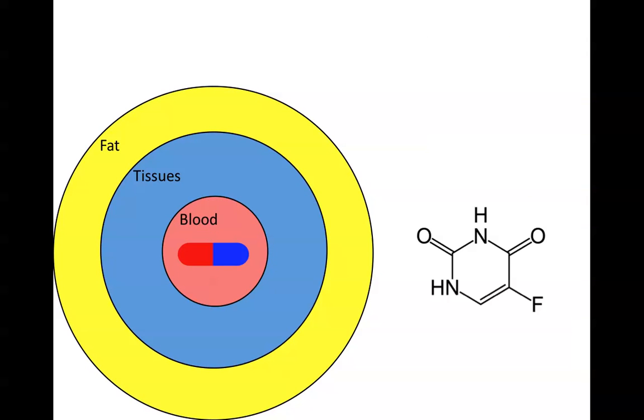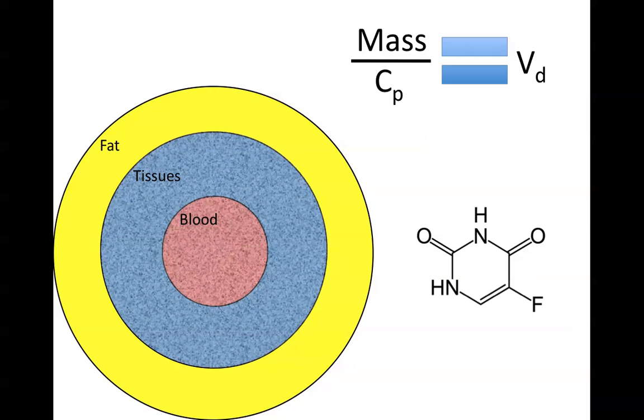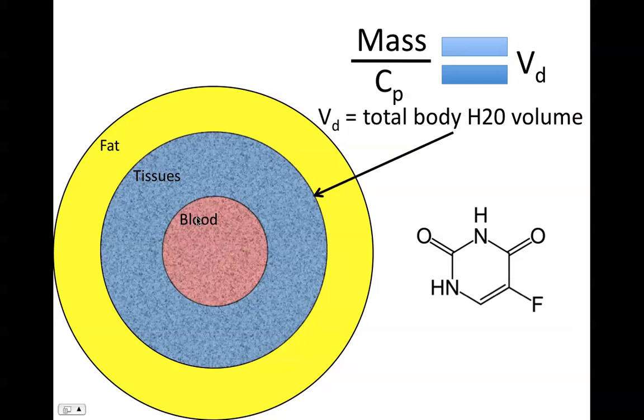So how about the drug looks like this, which is a very hydrophilic molecule, and if it looks like that, it'll dissolve wherever there's water, so into the tissues in the blood. Going back to our equation here, if hypothetically the tissue concentration and the blood concentration are the same, the volume of distribution is just going to be the total body water volume.